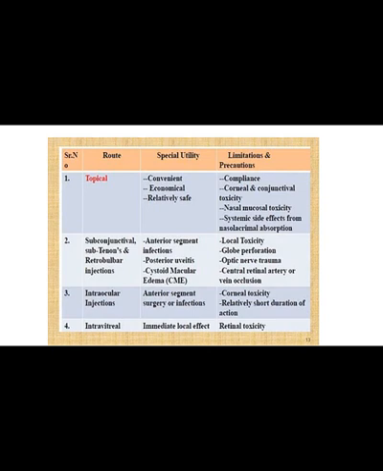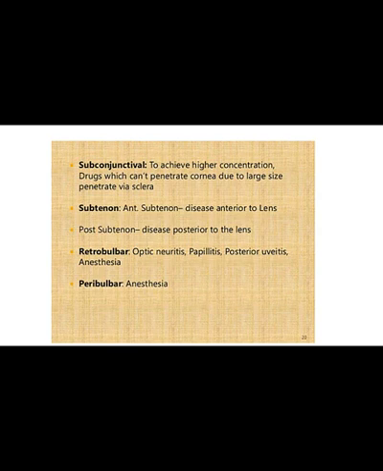Now the intravitreal injections are used for cases such as endophthalmitis or when an immediate local effect is needed. Subconjunctival injections are used to achieve higher concentrations of drugs which can't penetrate the cornea due to large size, so they penetrate via the sclera.